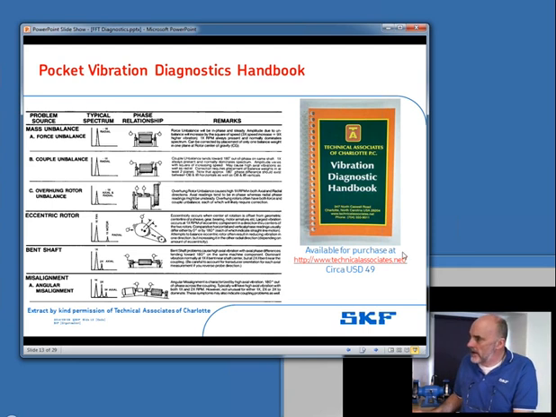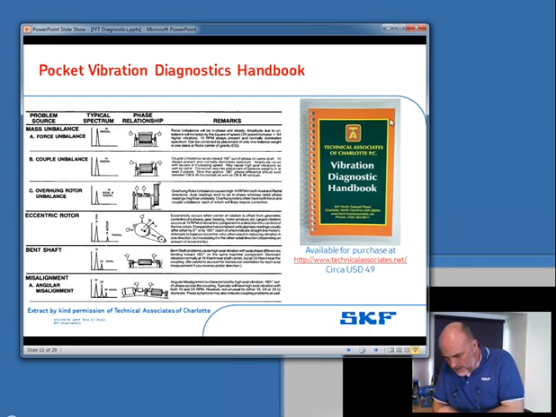And this is a rather excellent pocket handbook. It's created by Technical Associates of Charlotte, and thank you very much to them for allowing us to reproduce this booklet. This booklet is great because it can sit in the pocket of your boiler suit, and it is an almanac of a whole range of machine faults. You get a paragraph explaining how that particular machine fault will manifest itself. You get a picture of the spectrum, and I said that diagnostics is all about the shape of the spectrum and the peaks that are there and the number of peaks and the frequencies. So it gives you the shape of the spectrum, and it gives you this thing called phase relationship.